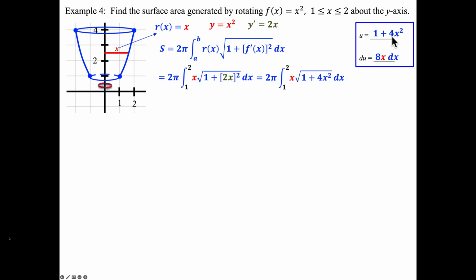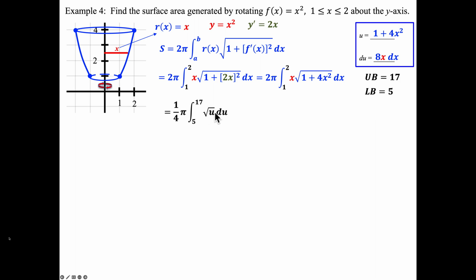And let's change our boundaries. So again, we don't have to substitute this back. So our upper bound and lower bound. Upper bound, put 2 in for x. That's 2 squared is 4 times 4 is 16 plus 1 is 17. Plug in the 1 for x. That's going to be 4 times 1 plus 1 is 5. So 1/4 pi, or pi over 4, integrate from 5 to 17 of the square root of u du.